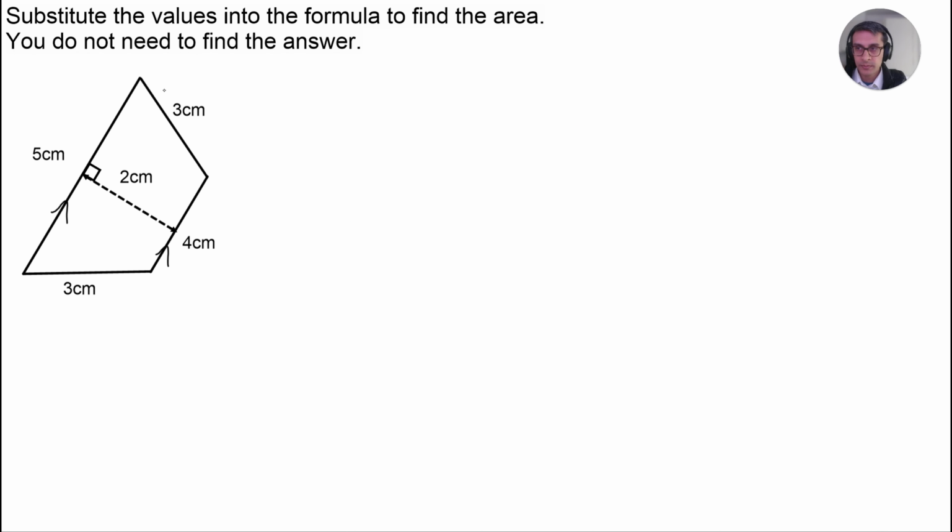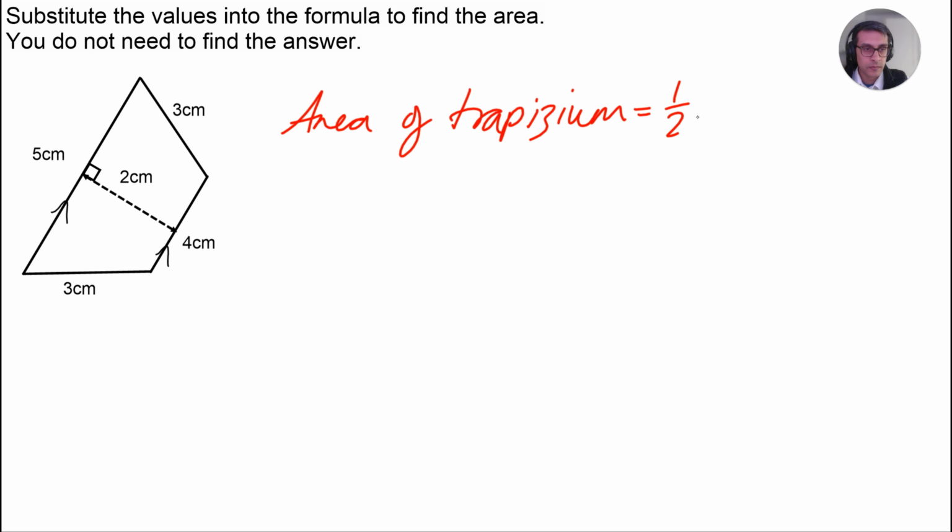Okay, next question. Substitute into a formula. You do not need to find the final answer, although I will do that on here. So first thing you want to do is just write the formula out. So it's going to be area of trapezium equals half a plus b times h. You can sometimes put a small p there to remind you it's the perpendicular height.